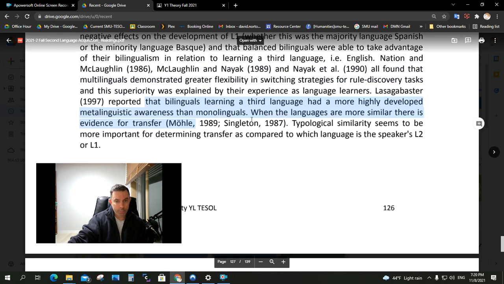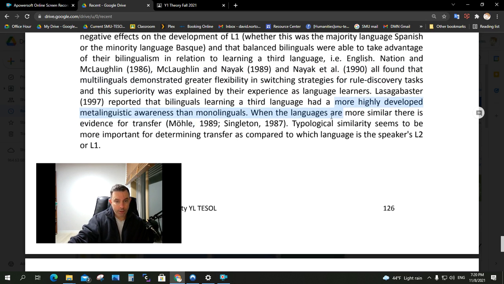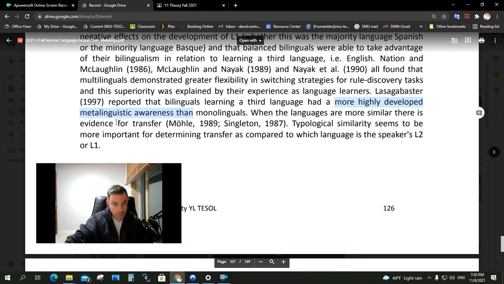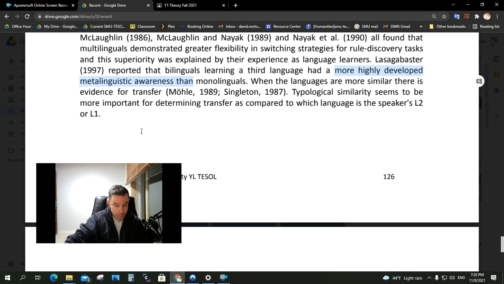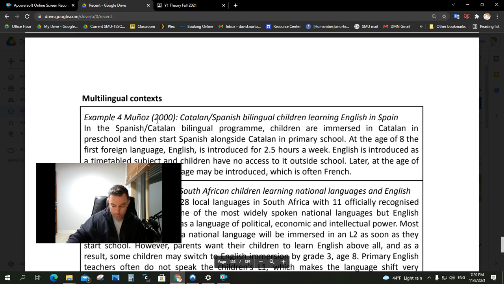And also the highlighted part, a more highly developed meta-linguistic awareness. So you know about meta-linguistic awareness from theory class. That's basically knowing about language. It's not knowing another language, but it's knowing what a verb is, it's knowing what present perfect is, it's knowing these facts about language and grammar. Well, if you have experience as a language learner, then obviously you'll have a higher meta-linguistic awareness than someone who knows one language. There's a lot of good examples here.